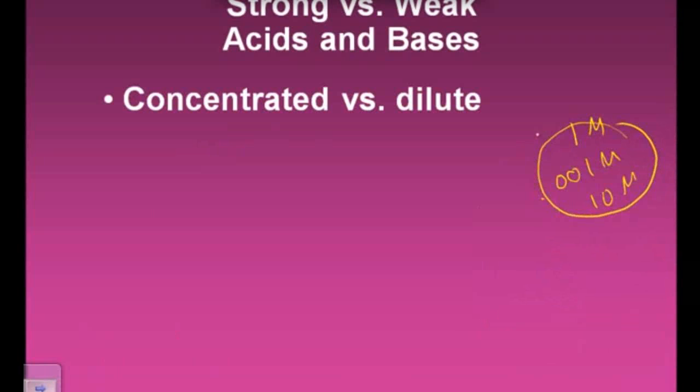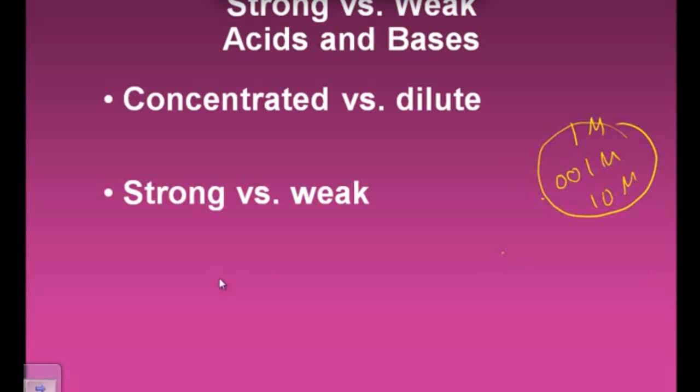But any acid can be strong or dilute, right? But an acid is either a weak acid or a strong acid. It can't be both, okay? So the difference then is a strong versus weak acid. Let's take a look at an animation and we'll talk about the definition.